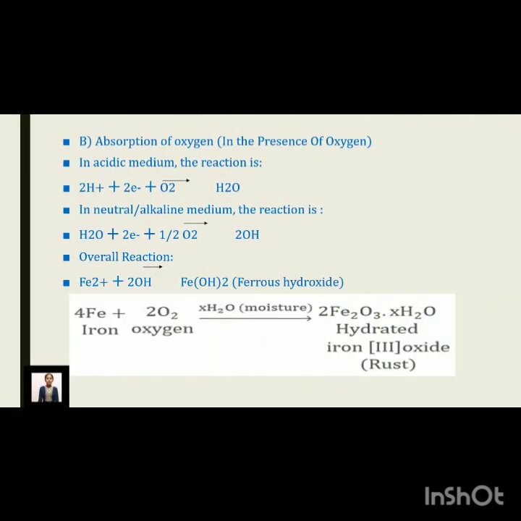The second one is absorption of oxygen, that is in the presence of oxygen. The first one is in the acidic medium. The reaction is hydrogen ions accepting 2 electrons and, in the presence of oxygen, forming H2O. In the alkaline or neutral medium, the reaction is H2O accepting 2 electrons and, in the presence of oxygen, forming hydroxide. Fe2+ in the presence of hydroxide forms ferrous hydroxide, which is unstable. Therefore, the overall reaction is iron in the presence of moisture and oxygen forming rust, that is hydrated ferric oxide.